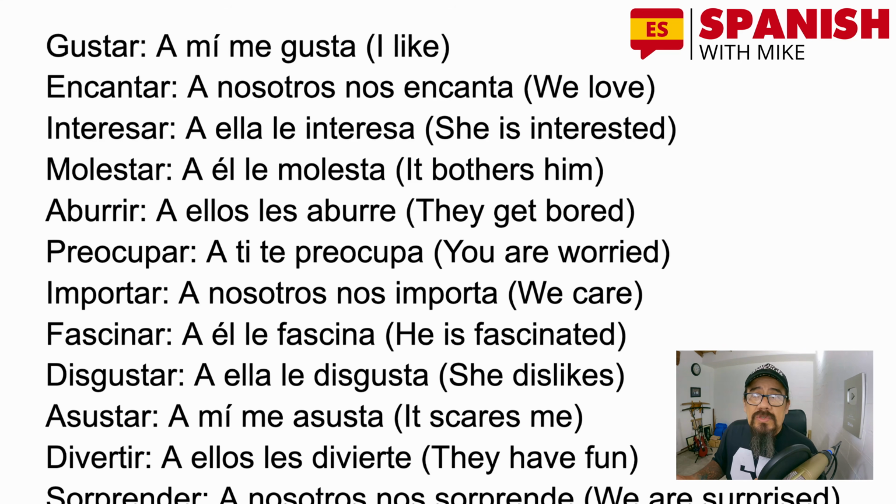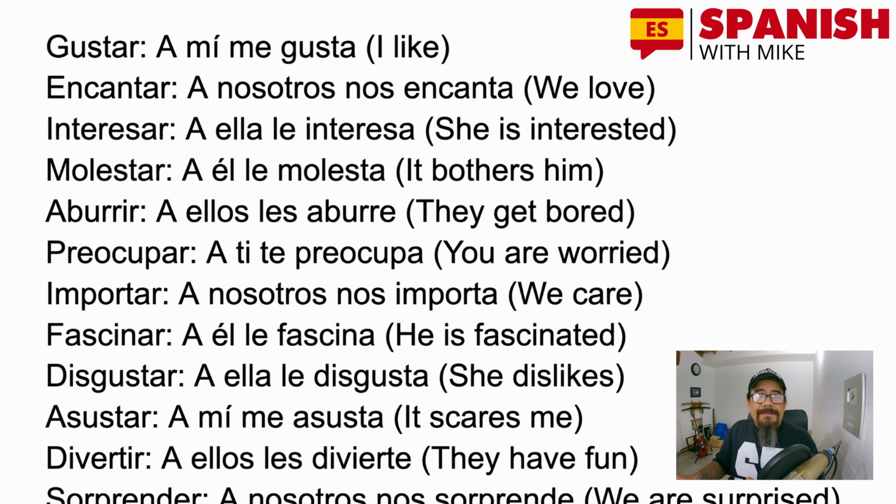Encantar, "a nosotros nos encanta", we love. Interesar, "a ella le interesa", she's interested. Molestar, "a él le molesta", it bothers him. Aburrir, "a ellos les aburre", they get bored. You see how different the construction is in Spanish versus English?